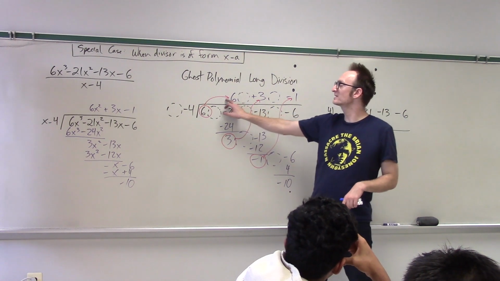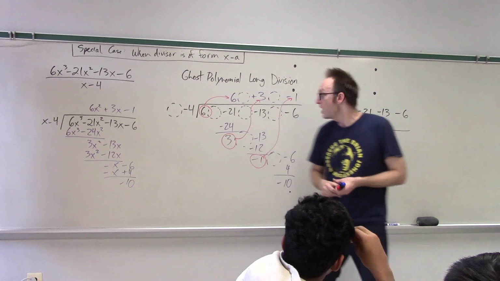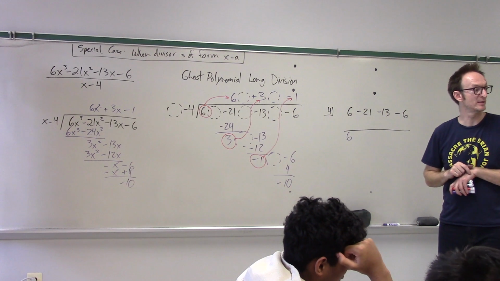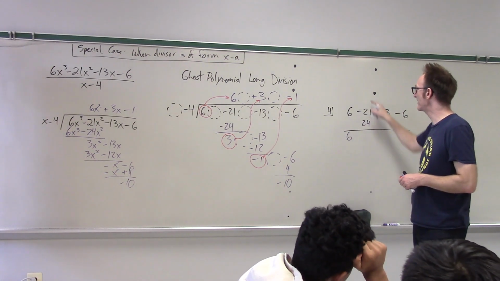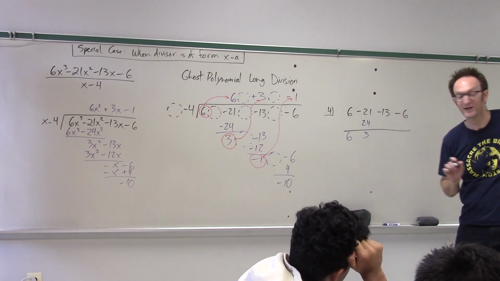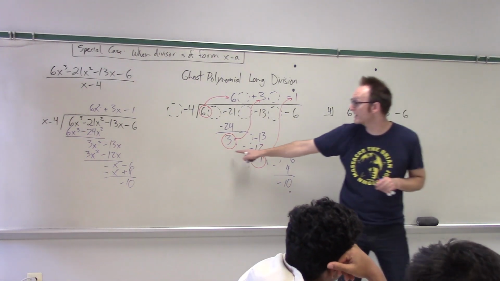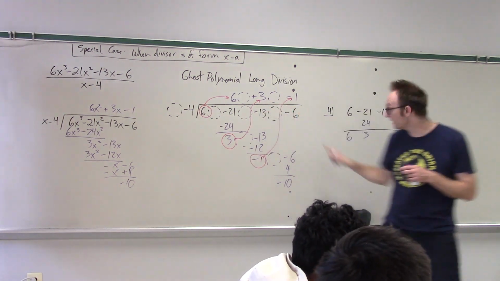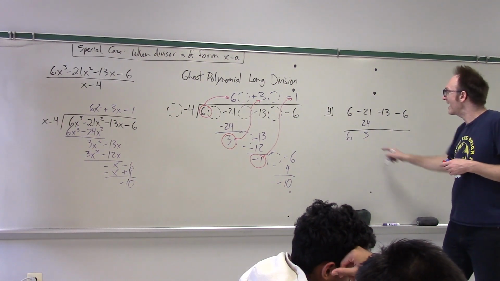Instead of multiplying 6 by negative 4 and subtracting it from negative 21, why don't I just multiply 6 by 4 and add it to negative 21? That is the exact same thing. 6 times 4 is 24, and now I just add. And what do I get? 3. Okay, what do I do next? Notice that 3 becomes the next coefficient of my quotient, right? And here I just save time by putting it in the spot that I need it to be. Follow?